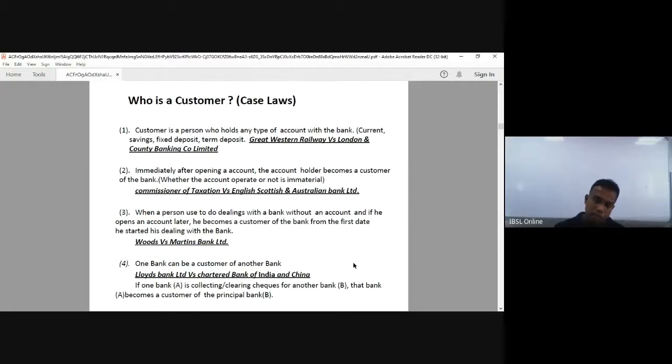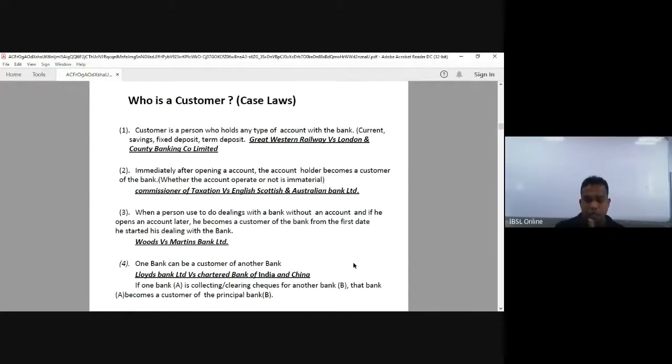So at what point does the customer-banker relationship start, or at what point does the law consider the account open? Remember, the law considers the account open at the point the number of the account is allocated to the customer. That is the point at which the law considers the account to be open.